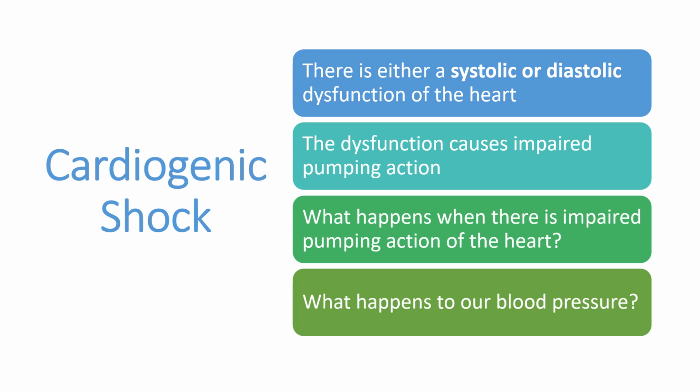So there's either a systolic or diastolic dysfunction. We're going to get a little bit more into that in the next slide. But this dysfunction causes impaired pumping. We need our heart to pump, right? So our heart needs to pump to perfuse the rest of our body. That's what's going to oxygenate the rest of our body. And if we don't have that going on, we're in big trouble. So if we have a dysfunction and if we have an impaired pumping action, what decreases?